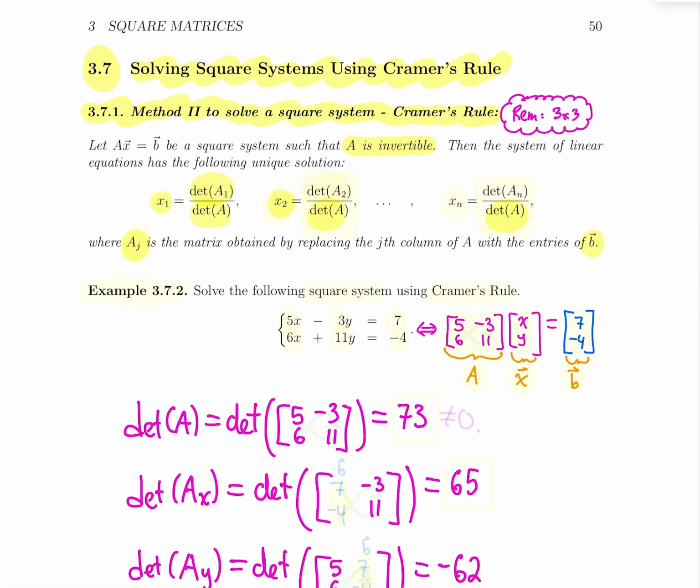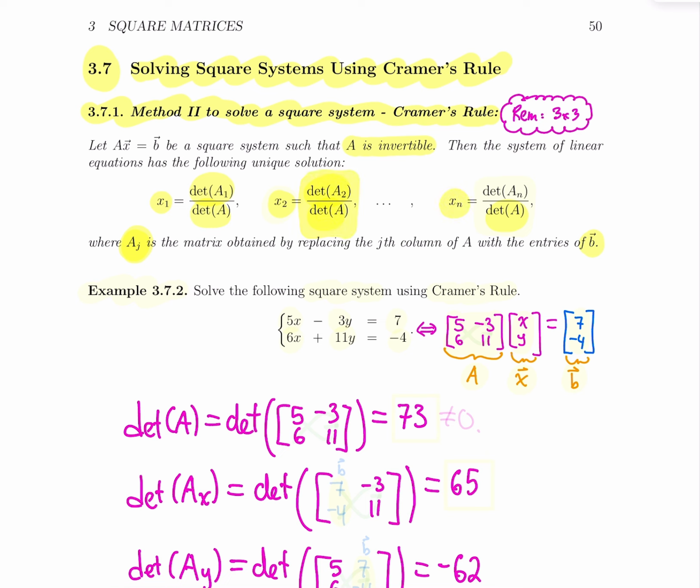And then if you want x2, what do you do? Well, you compute the determinant of A2. What is A2? A2 is the matrix where you replace the second column. So that sentence here works for every single Aj from j equal 1 to n. So you replace the second column by B. You look at this brand new matrix, you compute the determinant, and the ratio of those two numbers will be the value for x2. And you do this for all variables.